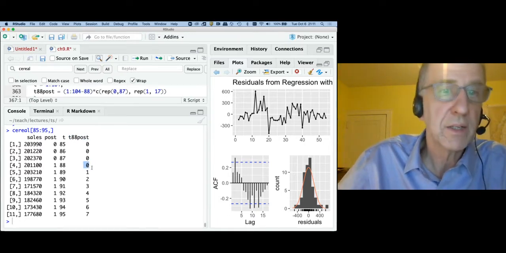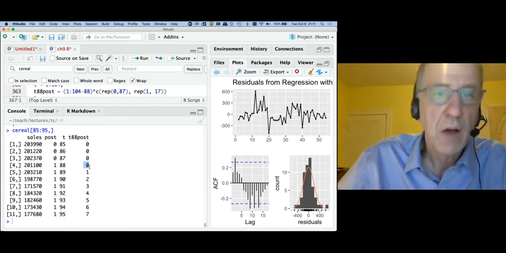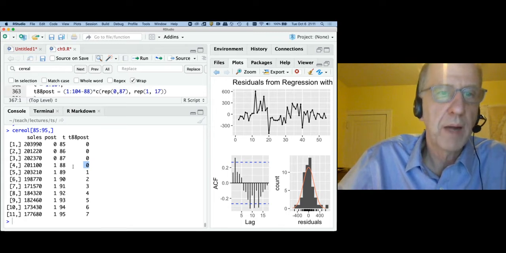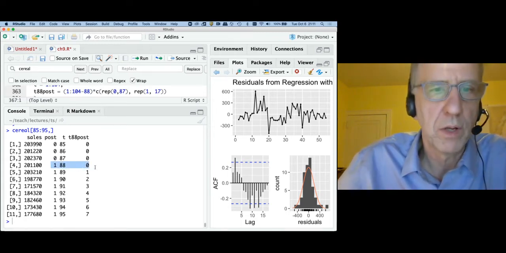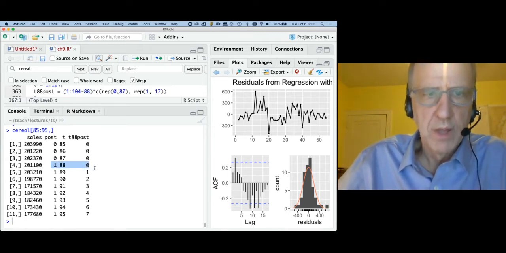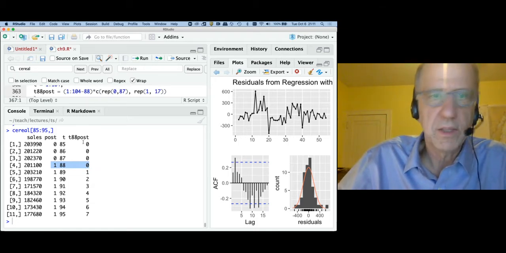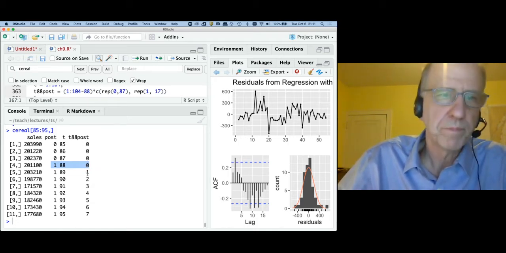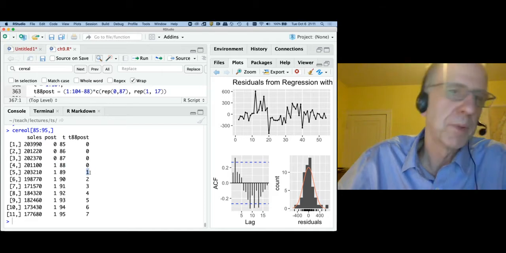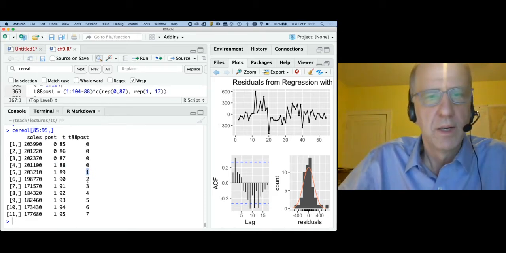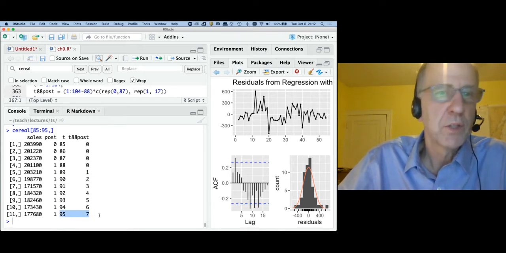And at period 88, it's going to tell me how long it has been since the competitor launched the competing brand. So in period 88, this T88 post is going to be 0. In 89, well, it's been 1 month since the competitor did launch the brand. Period 90, it's going to be 2 months, and so forth.